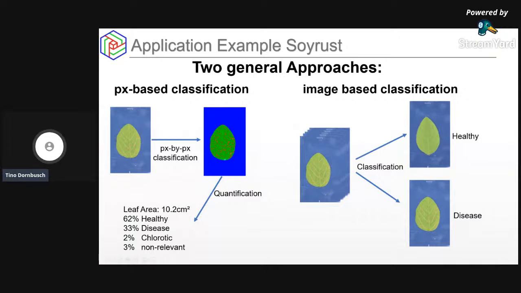The second approach is that we take the entire image. We're not going on a pixel-by-pixel basis. We take the entire image and classify it in a very simple stage, healthy or disease. Of course, you can define a much larger scale or ranking of diseases, but for the sake of simplicity, just say healthy or disease.